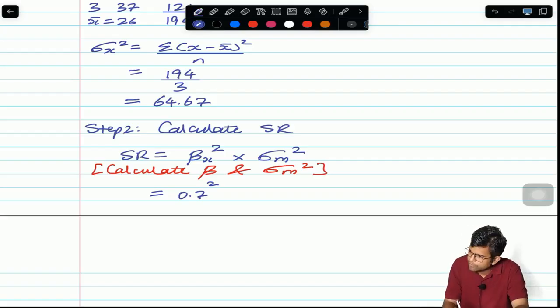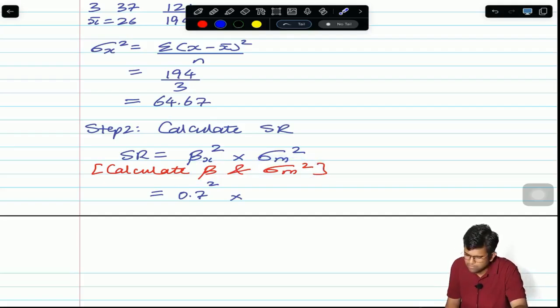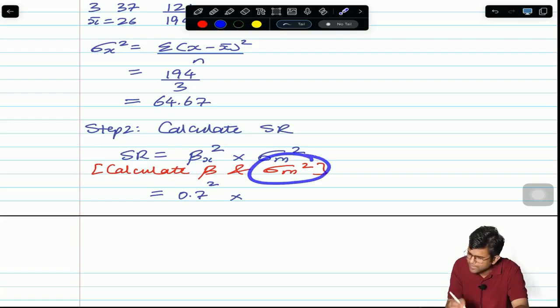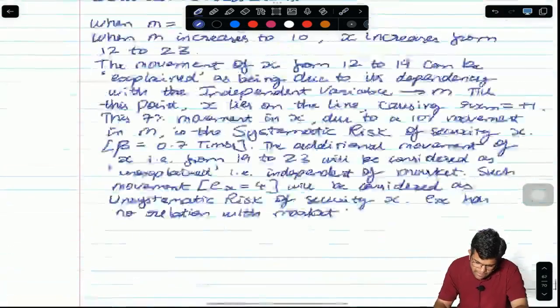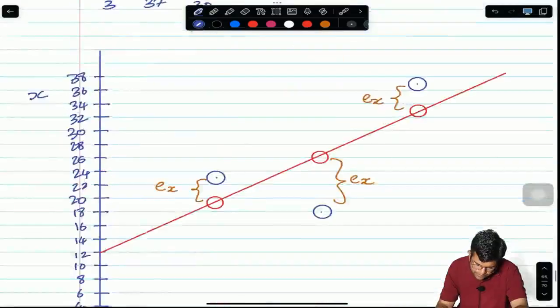So 0.7 square. Students, do you realize that if you are calculating beta, sigma m square is automatically calculated? Do you know how? The formula is covariance of x and m upon sigma m square. It happens automatically. So sigma m square, when we calculated beta, was how much?